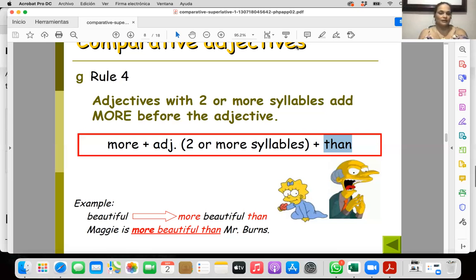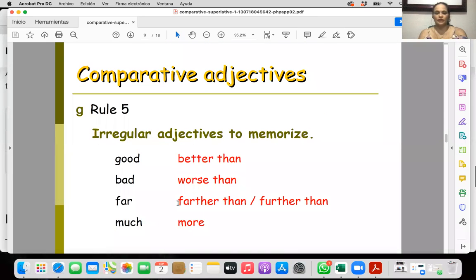Then we have the word bad. Bad has 1 syllable, but because bad is irregular, we don't say badder. We say worse. It changes completely. And we use our comparative word than. I wasn't sharing, but okay. Good, better, bad, worse. And then we have the word far, and far changes to farther than or further than. They're both the exact same thing.